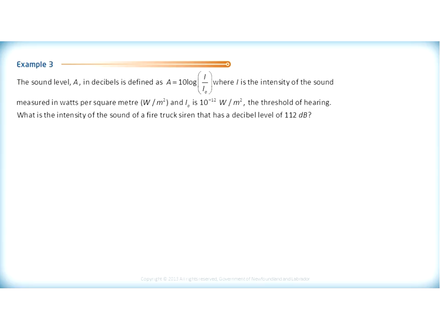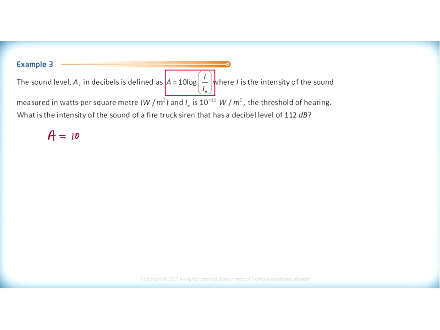In example 3, the sound level A in decibels is defined as A equals 10 multiplied by the log of I divided by I0, where I is the intensity of the sound measured in watts per square meter, and I0 is 10 to the negative 12 watts per square meter, which is the threshold of hearing. We are asked, what is the intensity of the sound of a fire truck siren that has a decibel level of 112 decibels? So in this case, the given equation is as follows.